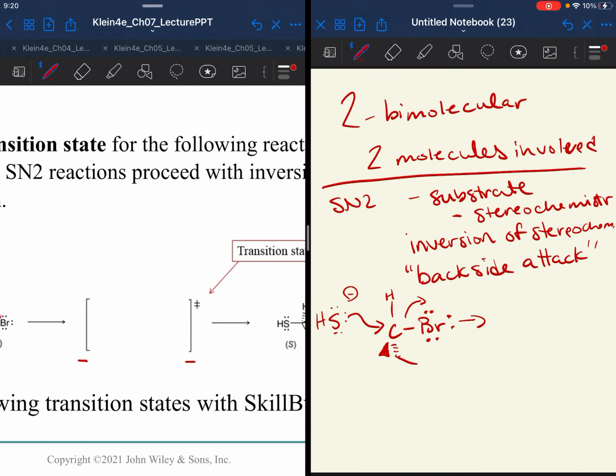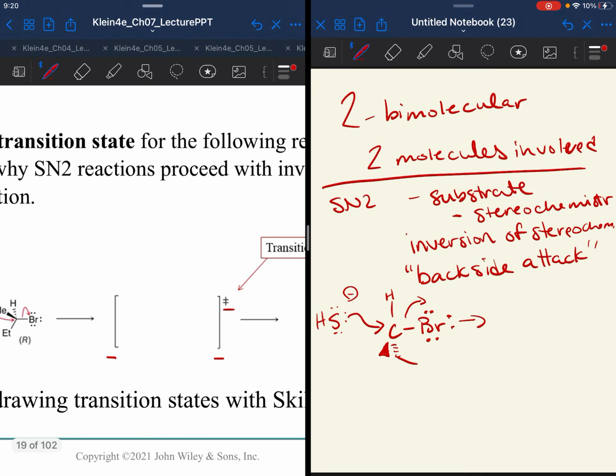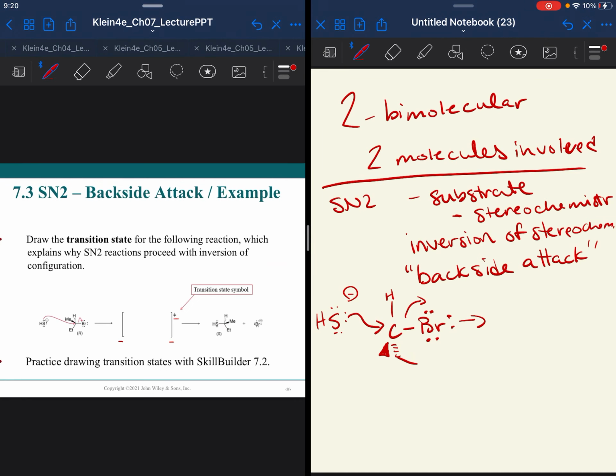When you see the brackets and the transition state symbol, this is showing you between steps. This is showing you this high energy moment when a bond is breaking and a bond is forming. So in this case, I want to erase this here. I'm going to come down. I just want a little bit more room. The sulfur-carbon bond is forming. The carbon-bromine bond is breaking.